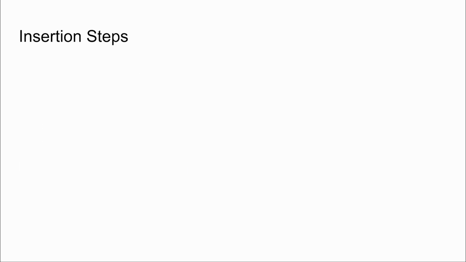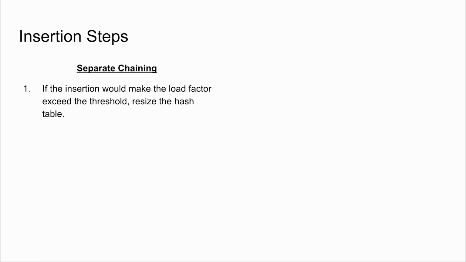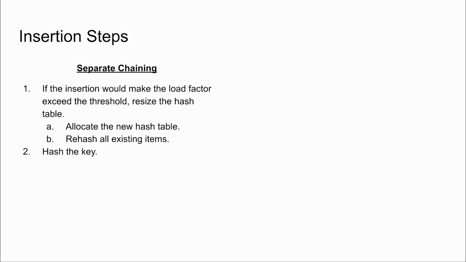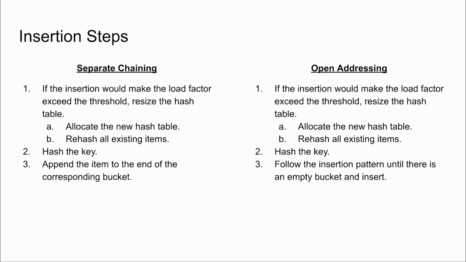First, we will analyze insertion. We will do this by breaking down the insertion into steps and analyzing the runtime of each step. First is separate chaining. If the insertion would make the load factor exceed the threshold, we resize the hash table. This means we allocate the new hash table and rehash all existing items. Then, we hash the key and append the item to the end of the corresponding bucket. The process is similar for open addressing, except instead of appending to a new bucket, we follow the insertion pattern until there is an empty bucket.